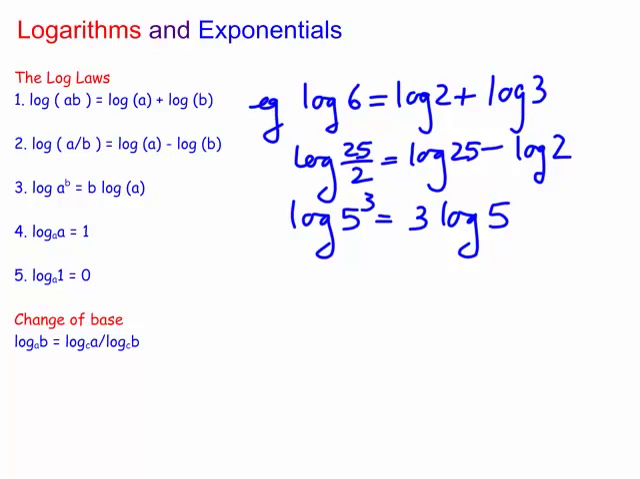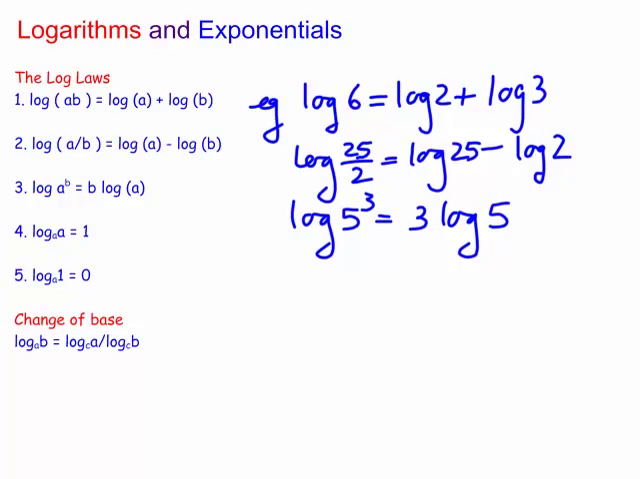a is 1. So if the base and the number are the same, then the answer is 1. The index of the actual base to get the number itself obviously has to be 1. And if you look at 5, the logarithm of 1 to the base a is 0, because any base to the power 0 would be 1.